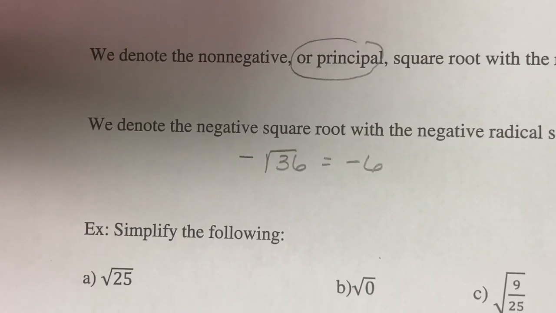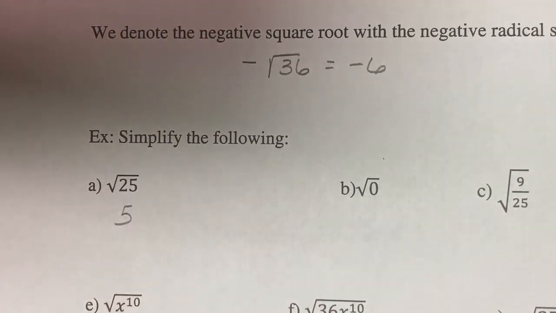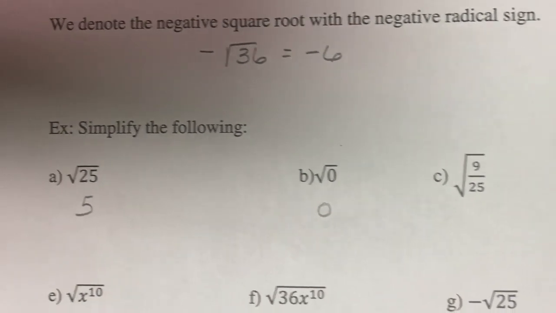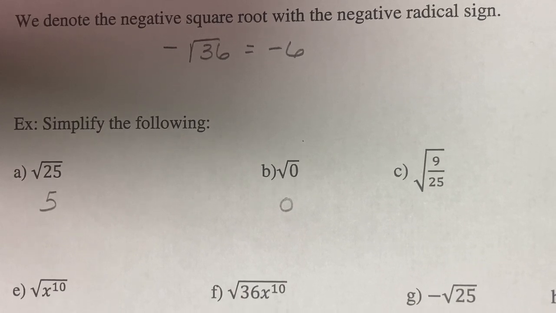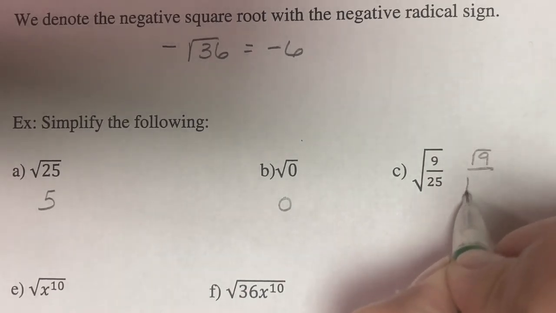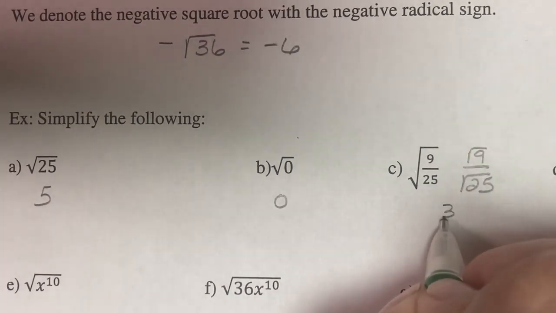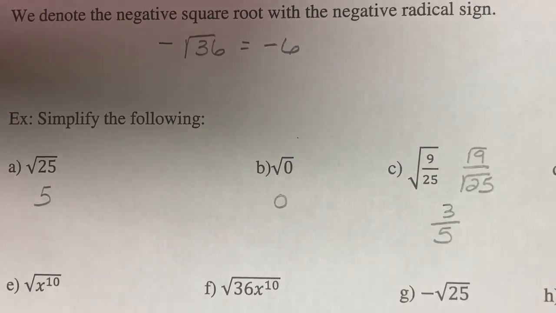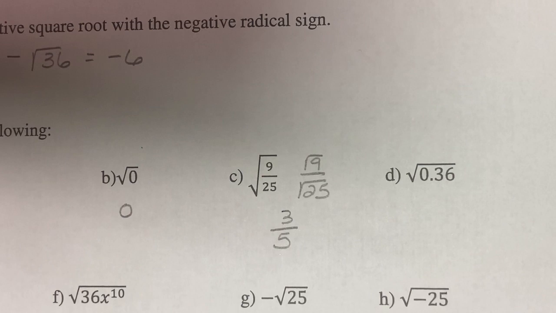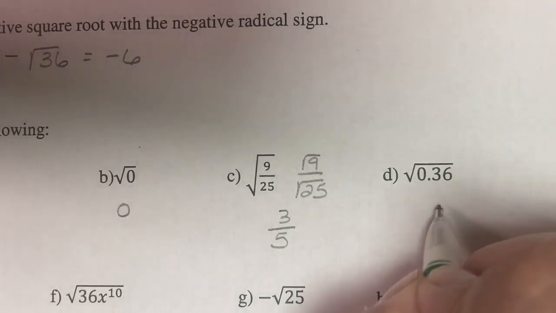All right, so just really quickly, let's simplify these. What's the square root of 25? We know that's 5. The square root of 0 is 0. If we take the square root of 9/25ths, well, that's the same thing as the square root of 9 over the square root of 25. So you just take the square root of the top and the bottom. So we're going to get 3/5. If I want the square root of 0.36, what multiplies by itself to give me 0.36? That's going to be 0.6, not 0.06, 0.6.